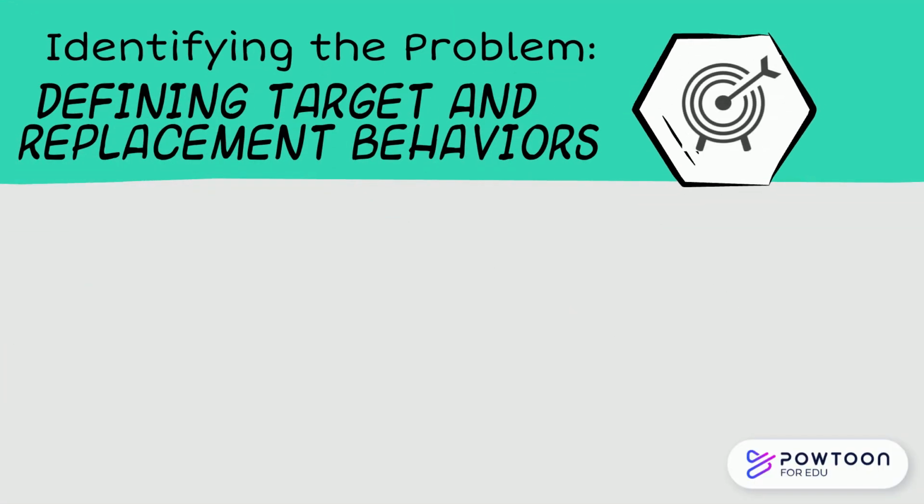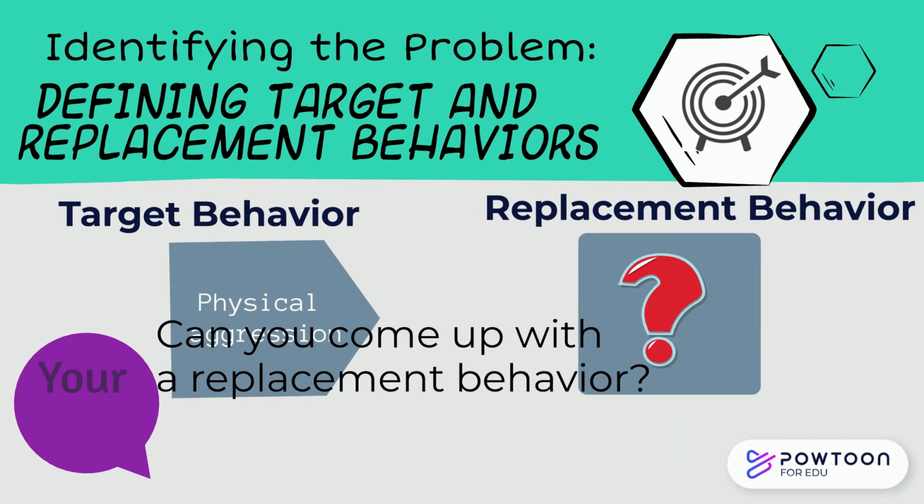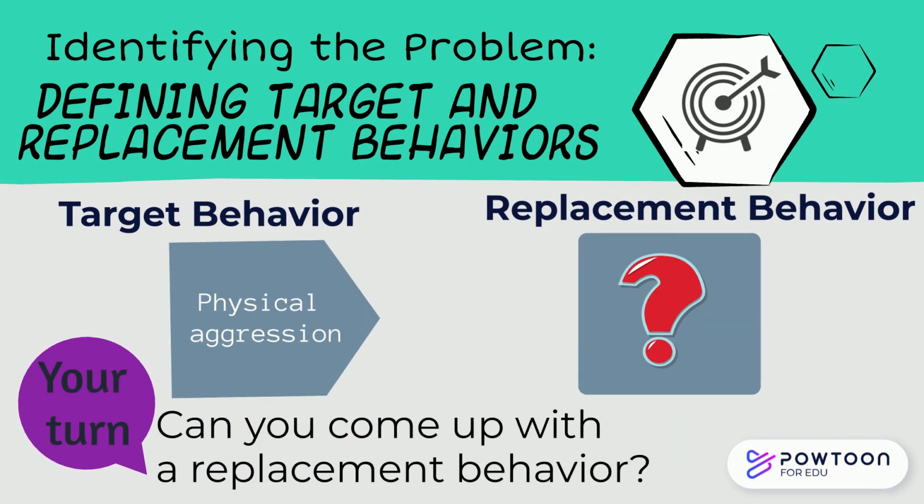All right, let's get some practice in. It's going to be your turn. Okay, the target behavior is physical aggression. Now, can you come up with a replacement behavior that you would use in your classroom for the student that has some physical aggression?